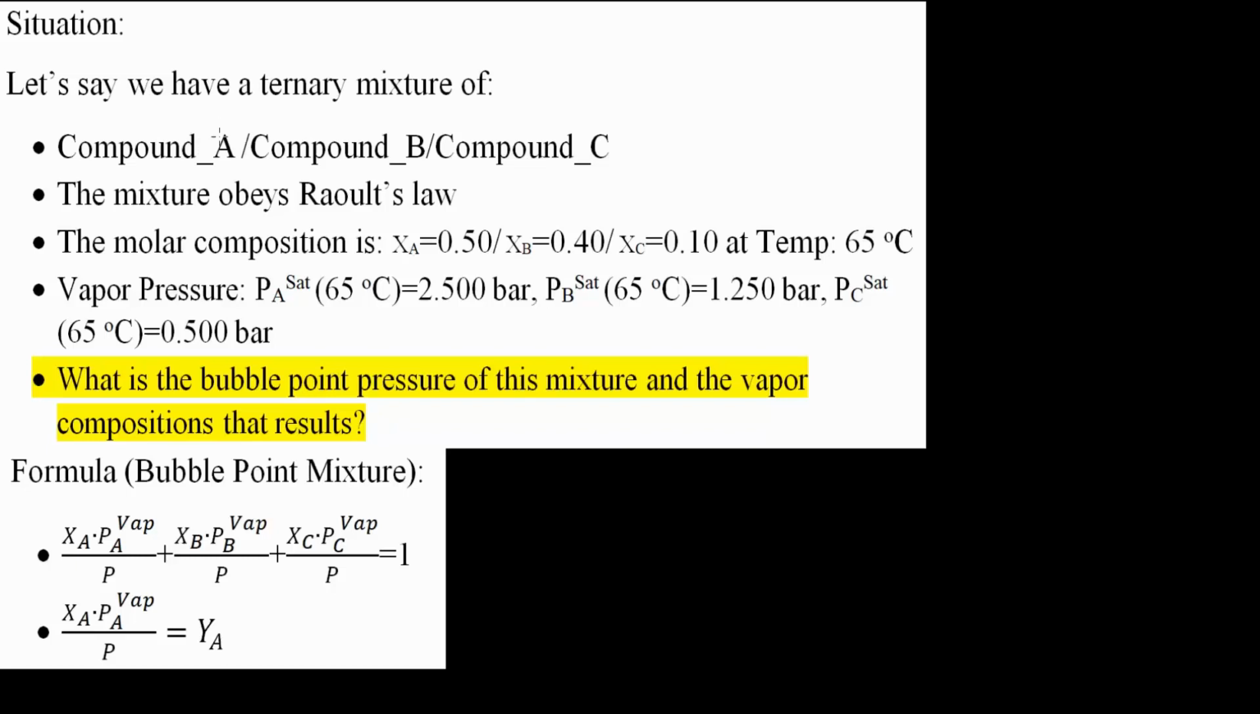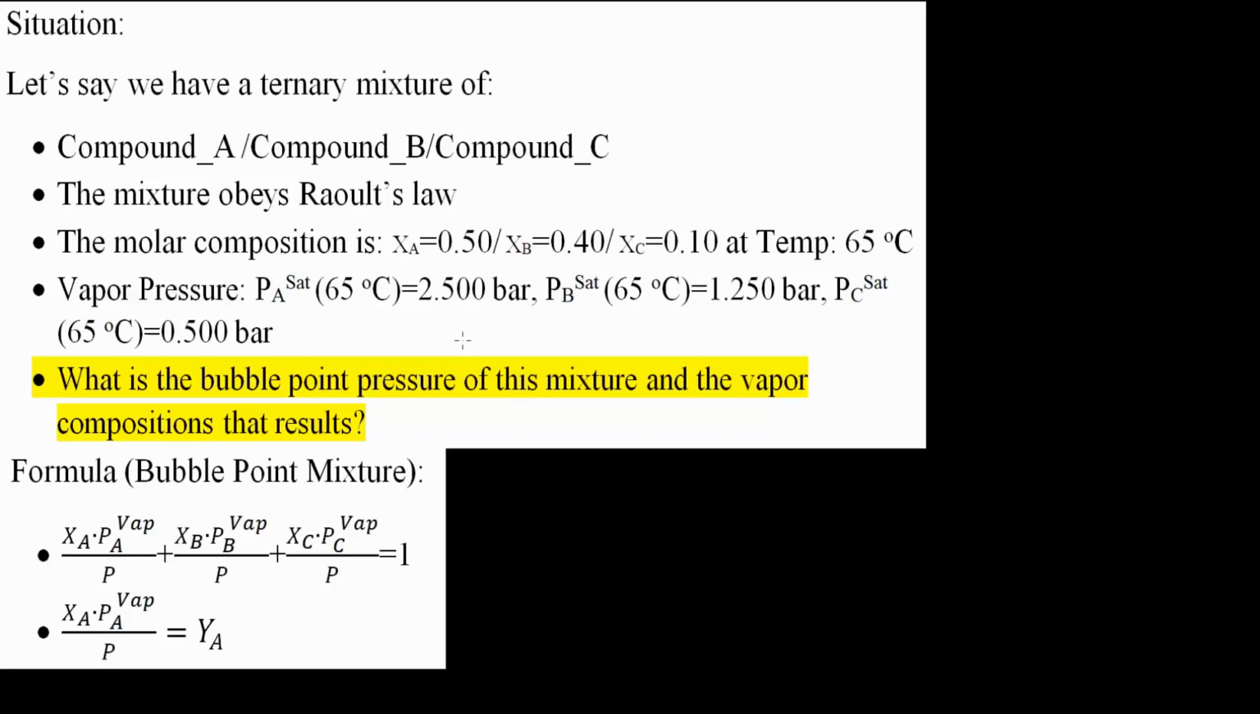So we have compound A, compound B, compound C. The mixture obeys Raoult's law and the molar composition is XA equal to 0.5 for compound A, XB equal to 0.4 for compound B, and XC equal to 0.1 for compound C. And at temperature 65 degrees Celsius, vapor pressure PA-SAT is 2.5 bars for compound A, 1.25 bar for compound B, and 0.5 bar for compound C. And so we want to know what is the bubble point pressure of the mixture and the vapor composition that results.